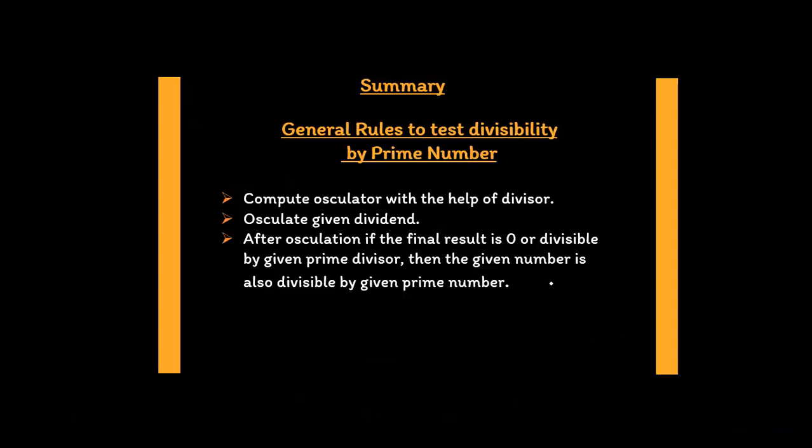So this is all about the divisibility by prime numbers. I have written all the rules in detail, which you can go through again. If you find it difficult to understand, go through it again and again. Just practice it, and in short I have written the summary. First you have to compute the oscillator with the help of the divisor, then oscillate the given dividend, and then finally check whether the final result after oscillation is divisible by the divisor or not. On that basis you determine whether the given number will be divisible by a prime number or not. You can apply this method to test divisibility by any prime number.